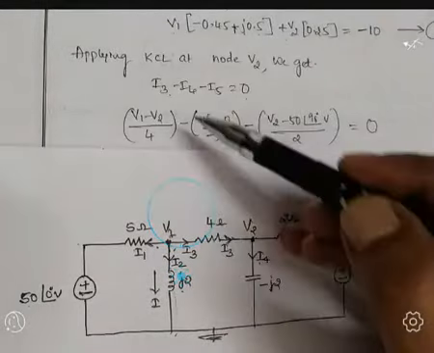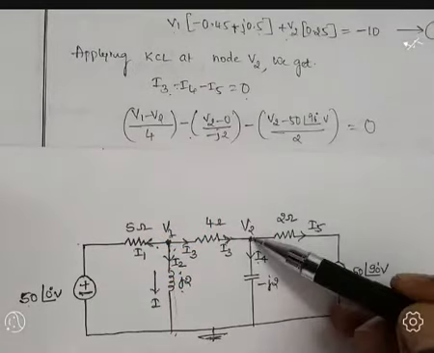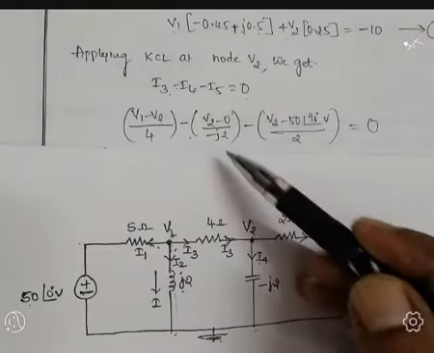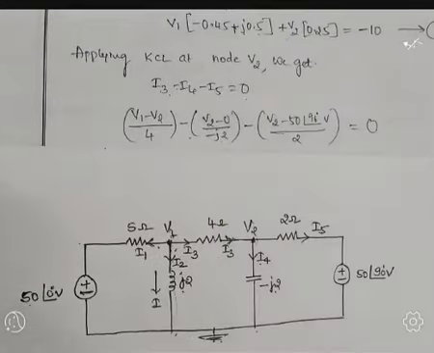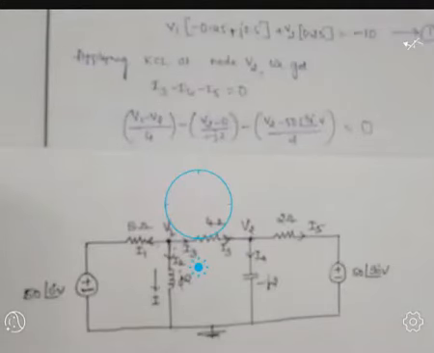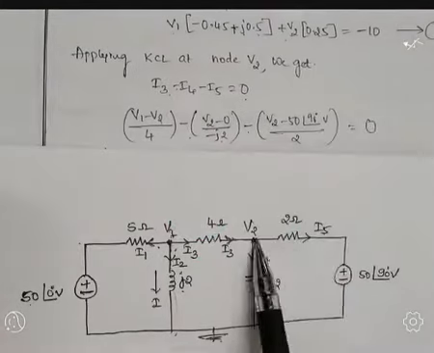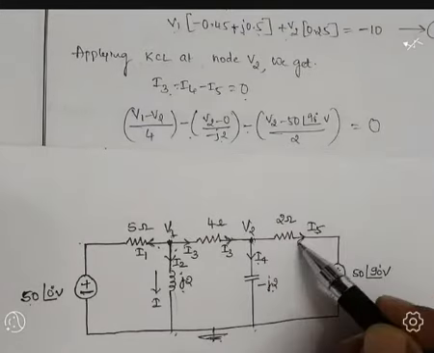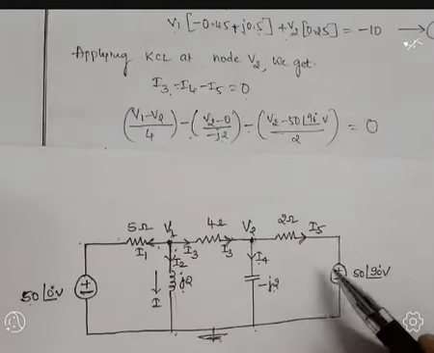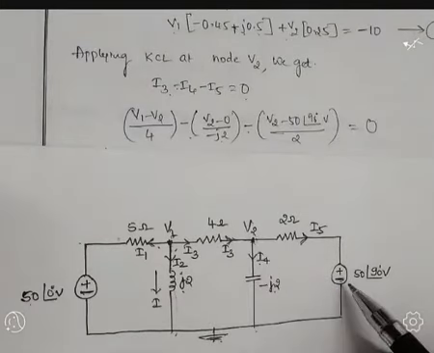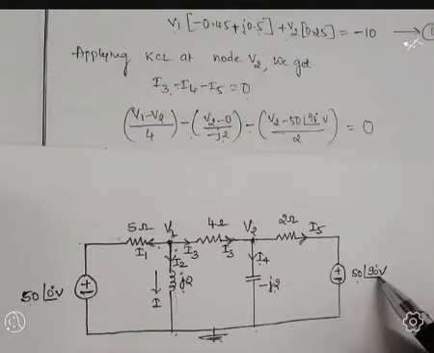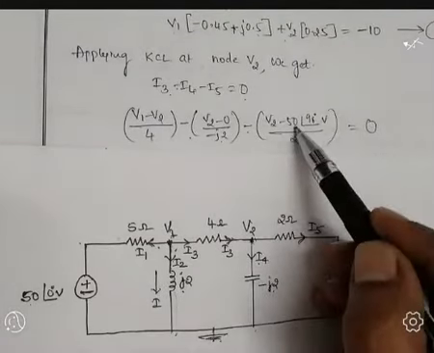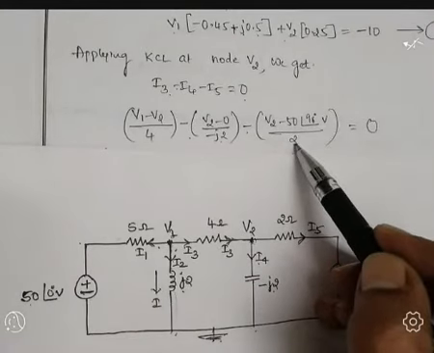Next, minus as it is, the current I4. The current I4 is flowing through this branch: (V2 minus 0) divided by minus j2. Next, minus as it is, the current I5 is moving through this branch. The head of this current I5 is pointing to negative polarity, hence (V2 minus 50∠90°) divided by resistance 2 ohm. So (V2 minus 50∠90°) divided by 2 is equal to 0.